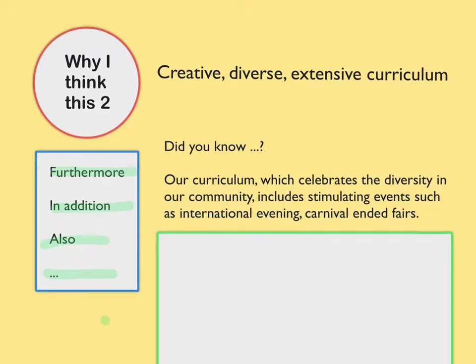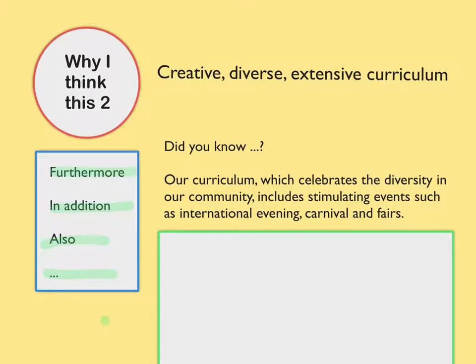Right, so here I'm bringing one of our noun-which sentences. Our curriculum, comma, which celebrates the diversity in our community, comma, includes stimulating events such as International Evening, Carnival and fairs. Oh, let me check that. I'm sorry about the typo.